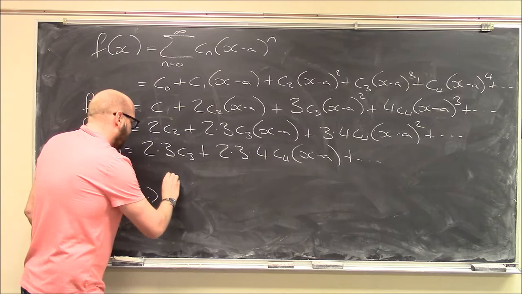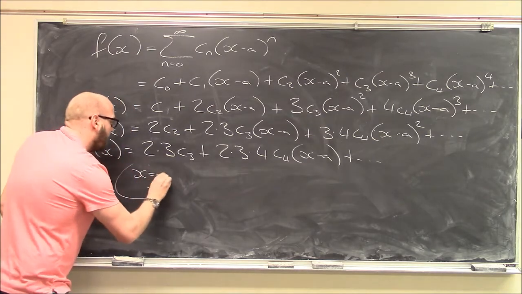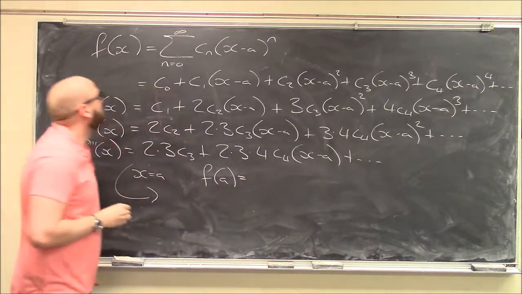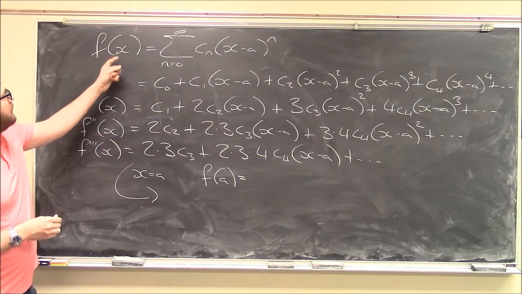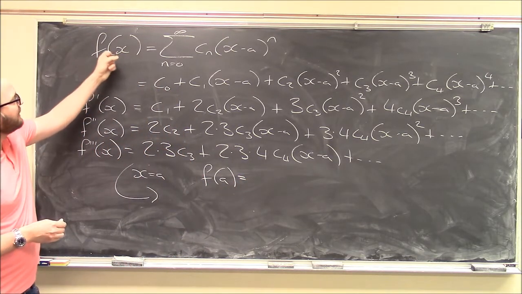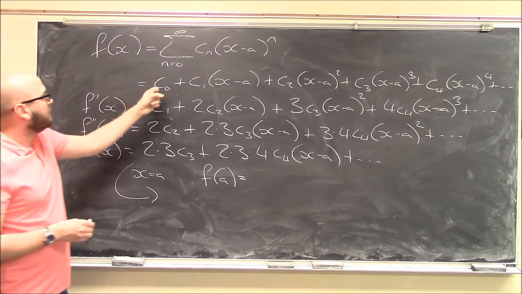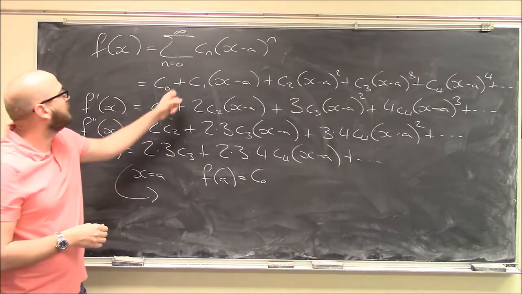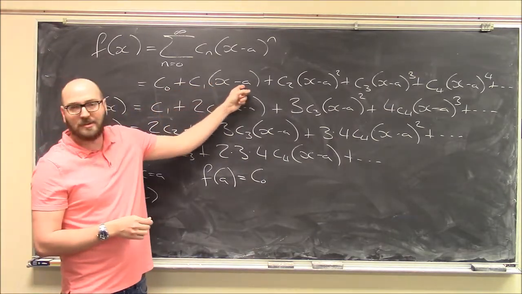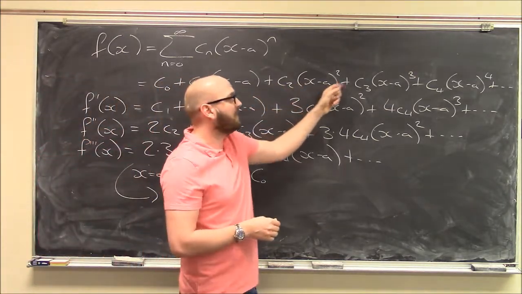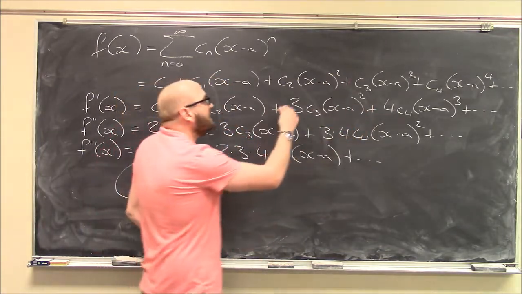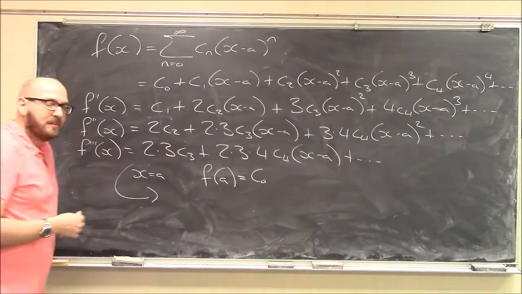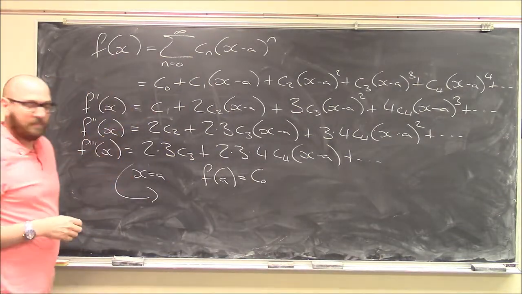Alright, so if x equals a, then what do we have? We've got f of a, plug in a into x. f of a equals c naught plus c1 times a minus a, which is 0, c2 times a minus a squared, which is 0, c3 times a minus a cubed, which is 0. So all those other terms disappear. They go to 0, and I'm just left with c naught.